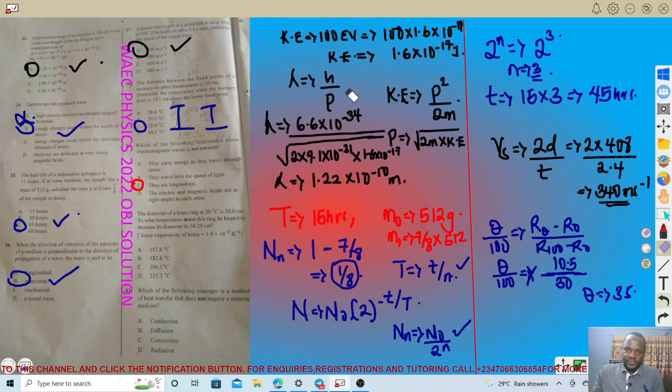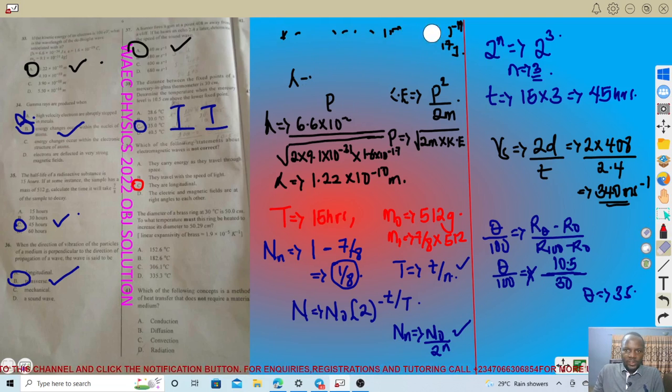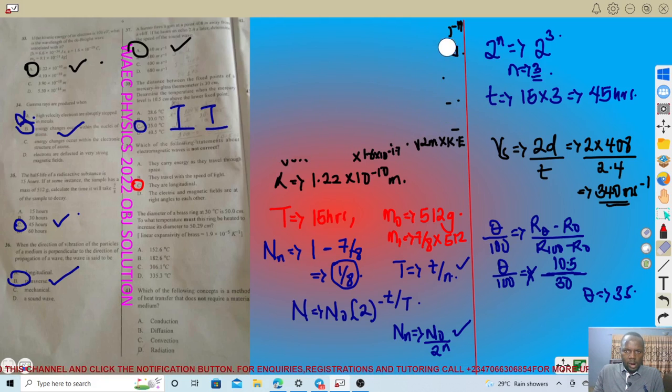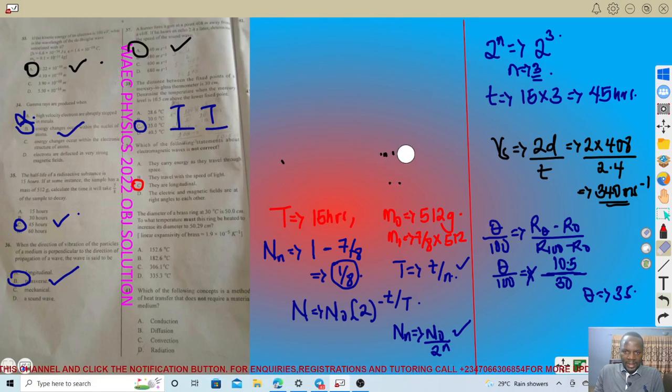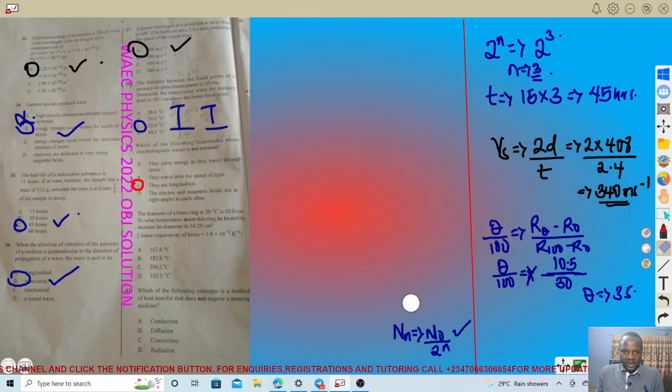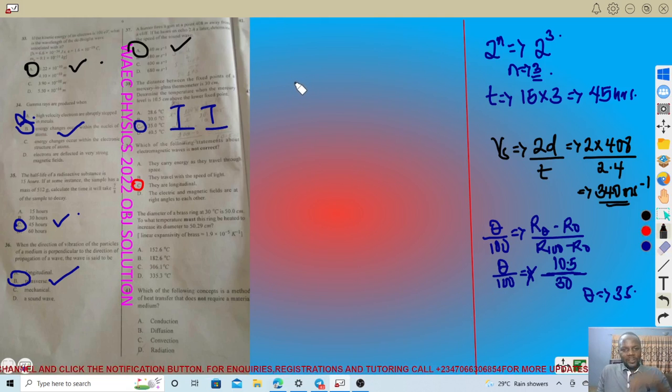I have to clean again. The calculation question says the diameter of a brass ring at 30 degrees Celsius is 50 centimeters. So what temperature, sorry, I'm reading carefully. So to what temperature must the ring be heated to increase its diameter to 50.29?